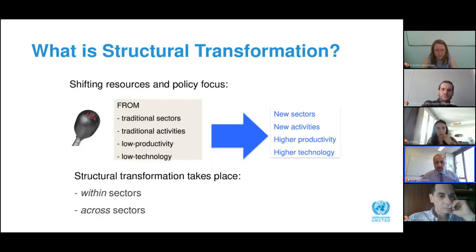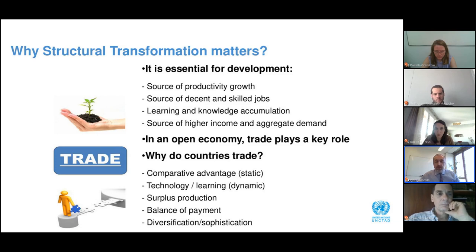So very briefly and very fast, what is structural transformation? In that process we are basically shifting resources and the policy focus from traditional sectors, low productivity activities and low technology to new sectors, new activities, higher productivity, higher technology. It can take place within sectors and across sectors. Why does it matter? Well, it is essential for development. It's a source of productivity growth, decent and skilled jobs, learning and knowledge accumulation, and a source of higher income and aggregate demand. So this is what we basically want from economic development.